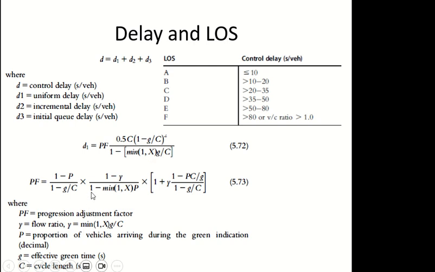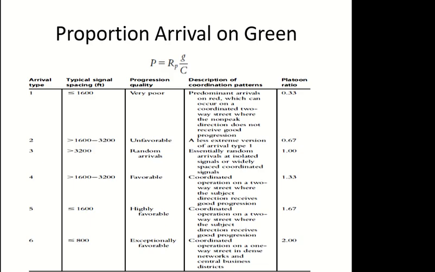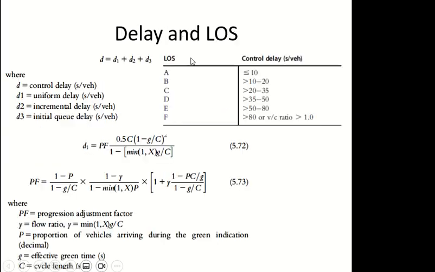Then for the progression factor equation, we have G by C. We have the P value, which is the proportion of vehicles arriving during green. It comes from here. The RP value is taken from the table, and then you have the G by C ratio again. So G by C is a very important factor. P comes from the previous equation. Then we have gamma. Gamma comes from here.